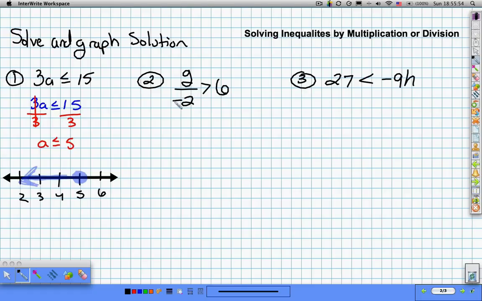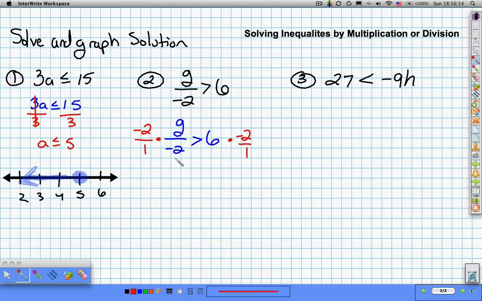Next, g divided by negative 2 is greater than 6. So let me go ahead and rewrite it. g over negative 2 is greater than 6. If I think about this, this is really like 1 over negative 2 times g. So I can multiply by the reciprocal on both sides.